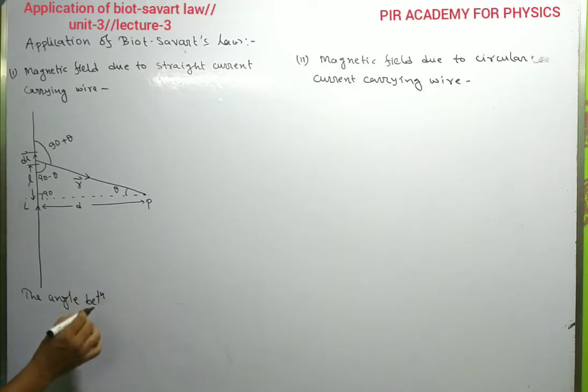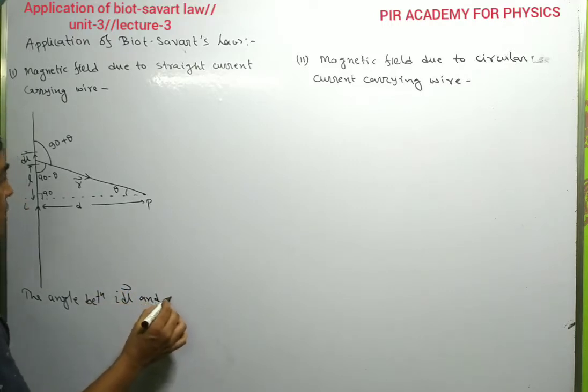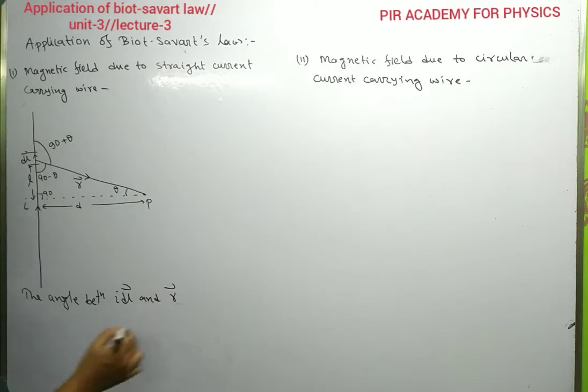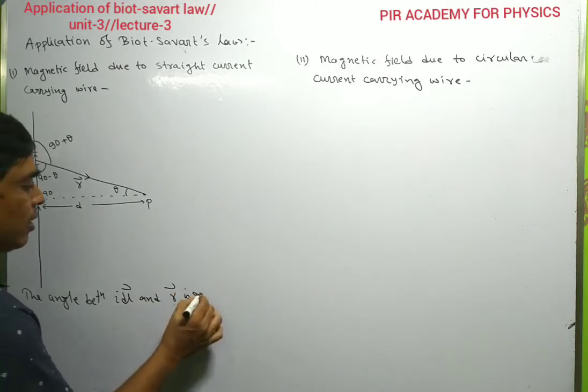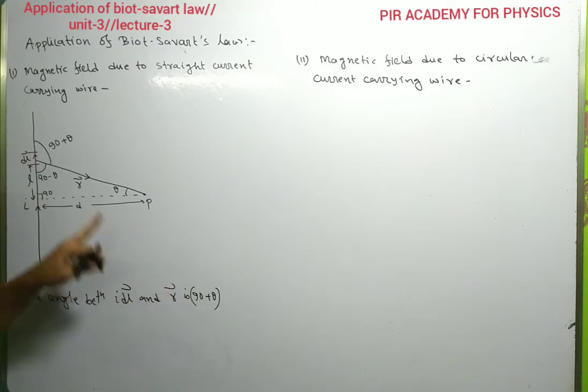So the angle between the current element Idl and the distance vector R is 90 degree plus theta. This is the current element Idl, and this is the distance vector.